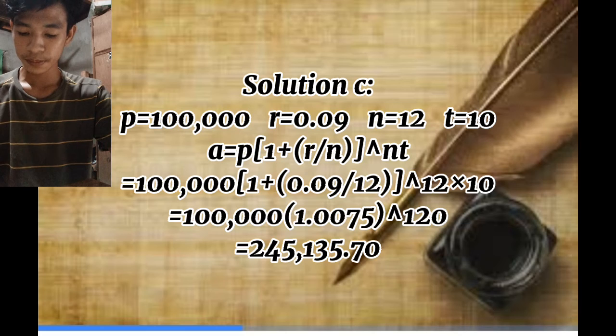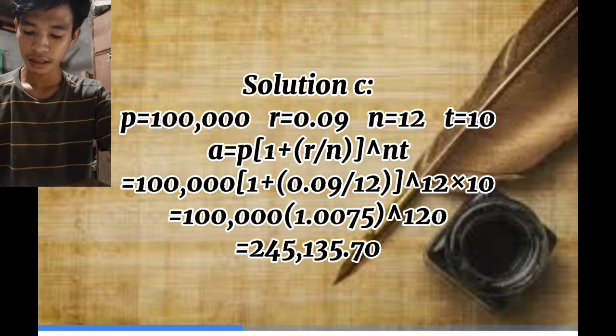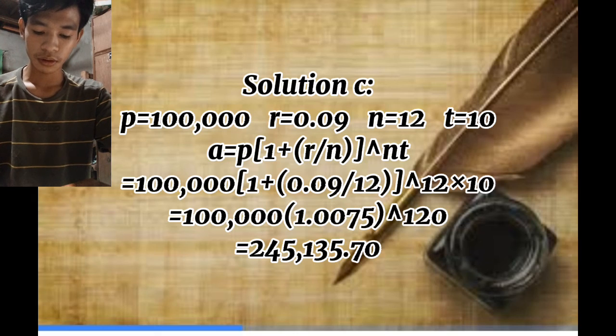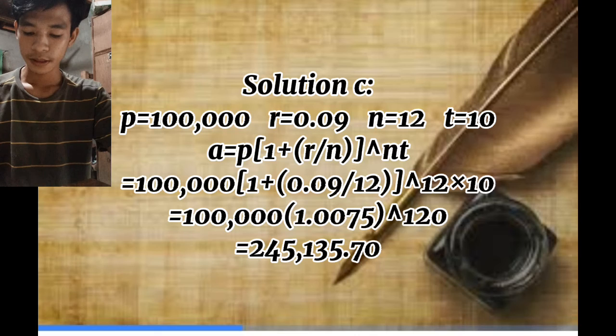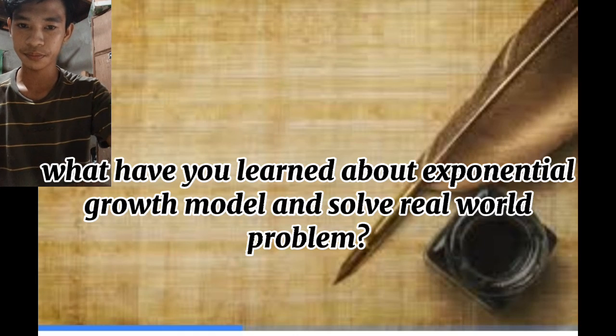So, A equals P times 1 plus r over n raised to nt. So, let's input their values. We have A equals 100,000 times 1 plus 0.09 over 12 raised to 12 times 10. So, what we will do here is the same process. Copy 100,000 below, then 0.09 divided by 12 plus 1. So, we have 1.0075, then 12 times 10, we have 120. So, 1.0075 raised to 120 times 100,000. So, we have 245,135.70.